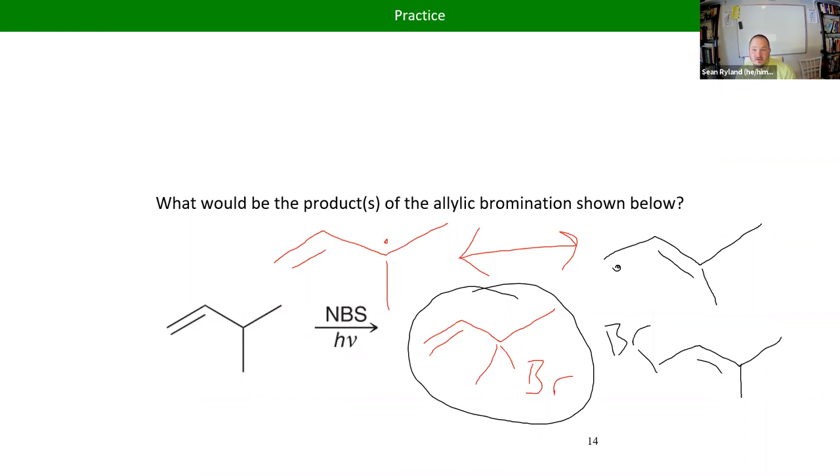But the bromine doesn't have to be selective between these two possibilities. The bromine's going to pull off the same hydrogen every time. It's just what's left over, the free radical that's made, that has two possibilities for what it can be. Really, really good question. Good clarification.